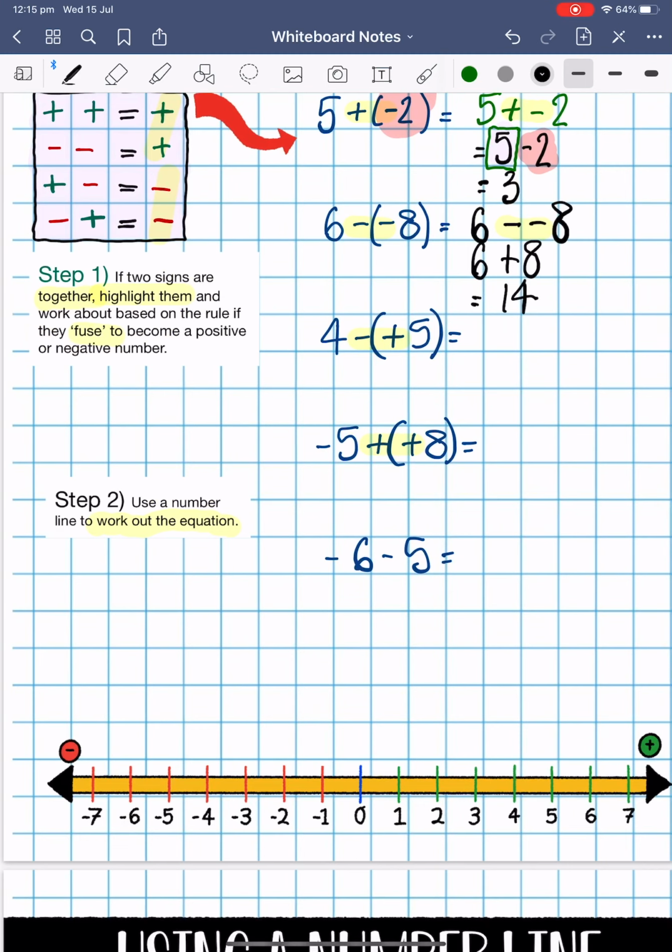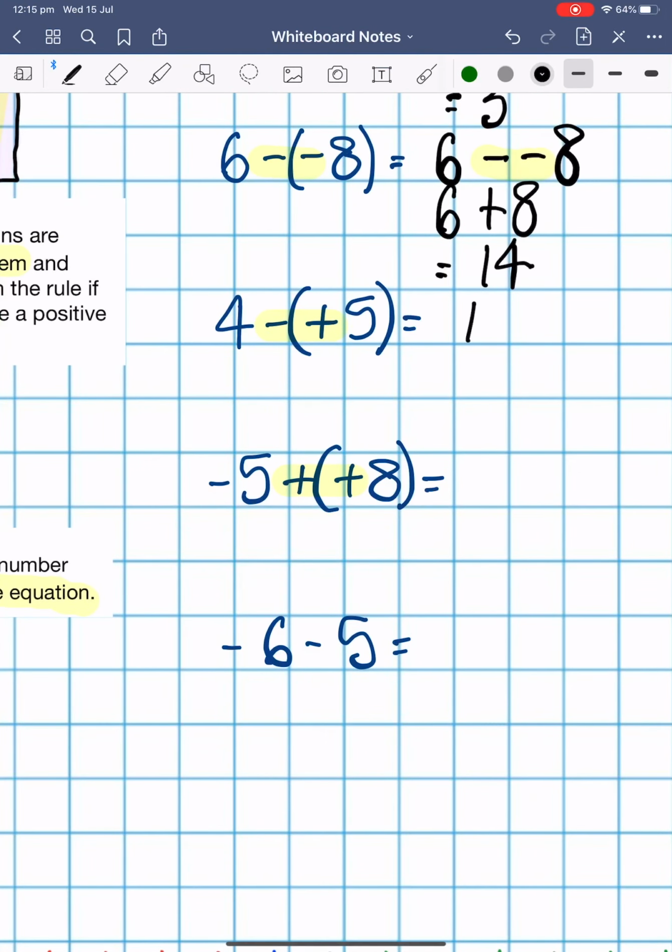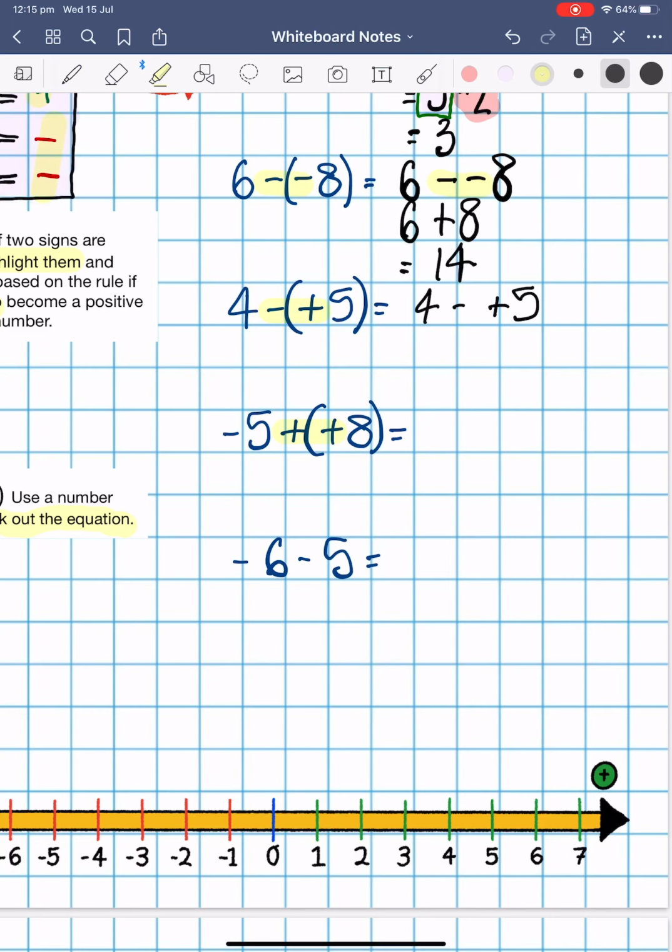You might be able to pause the video and see if you can work out the next 3, and then we'll see if we get them right, okay? So this one says step 1, we're going to highlight when the signs are together, okay? So my negative and positive are together, so I'm going to highlight it. My rule says when they're next to each other, a positive and a negative become a negative, so I'm going to rewrite that. 4 minus 5.